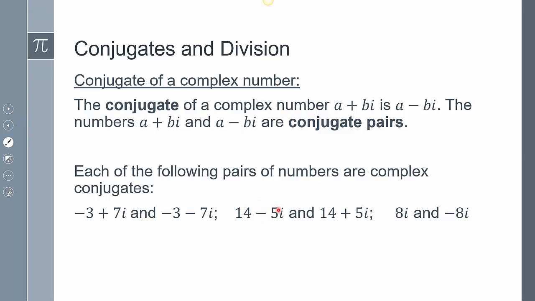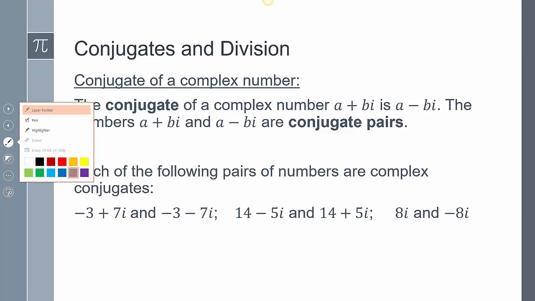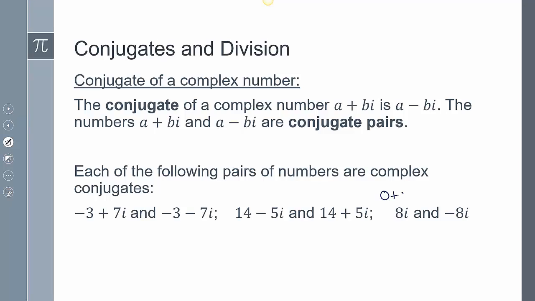14 minus 5i, 14 plus 5i. Notice that this number here, that's the number that changes. Now these are conjugates of each other because we classify this as 0 plus ai and 0 minus ai. So a plus bi, a minus bi, and so those are going to be conjugates of each other.